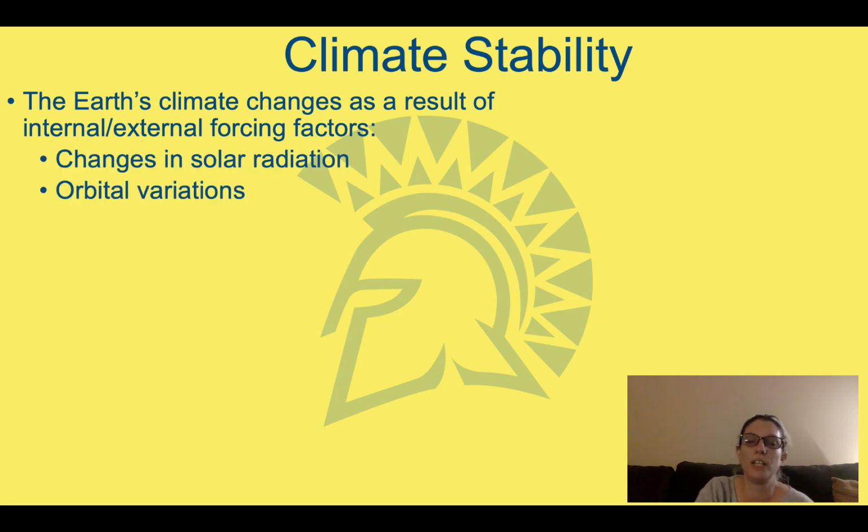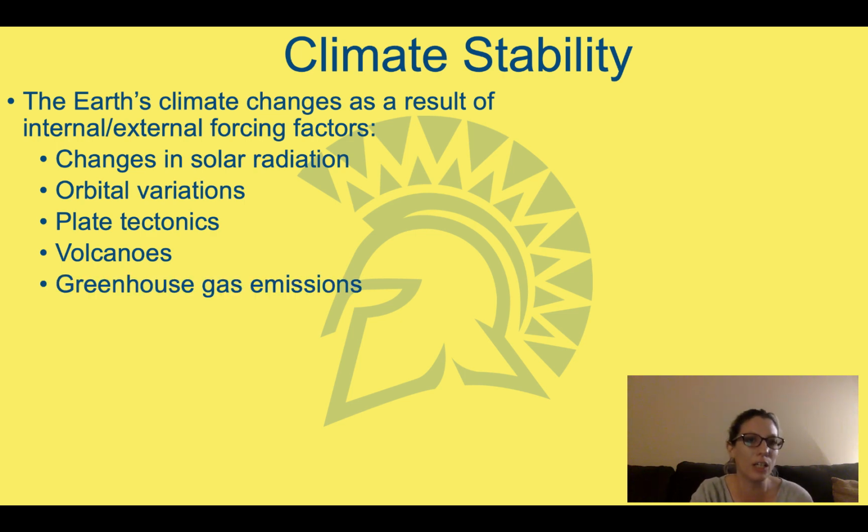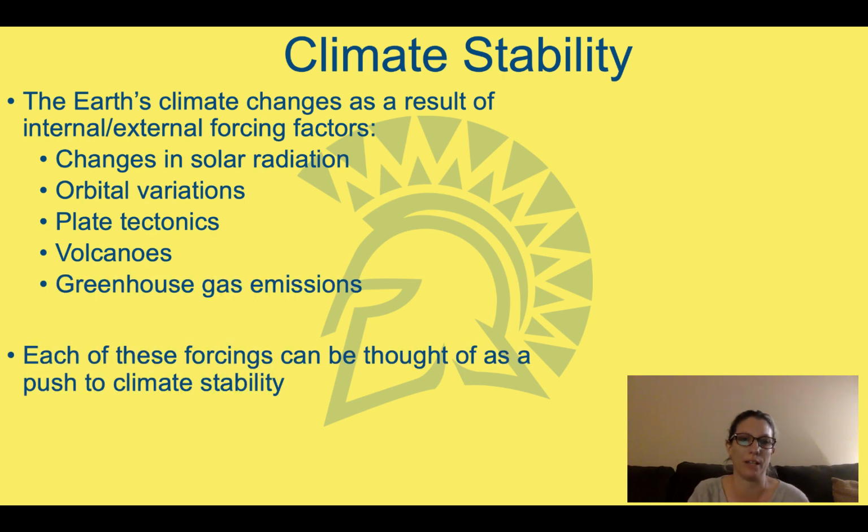Now, the Earth's climate changes as a result of internal and external forcing factors. We already went over these: the changes in solar radiation, the orbital variations, plate tectonics, volcanoes, and then we also have those greenhouse gas emissions. Each of these forces can be thought of as a push to climate stability. We're going to have changes in solar radiation one way, and then hopefully it's going to go back to where it began and be stable in the end.